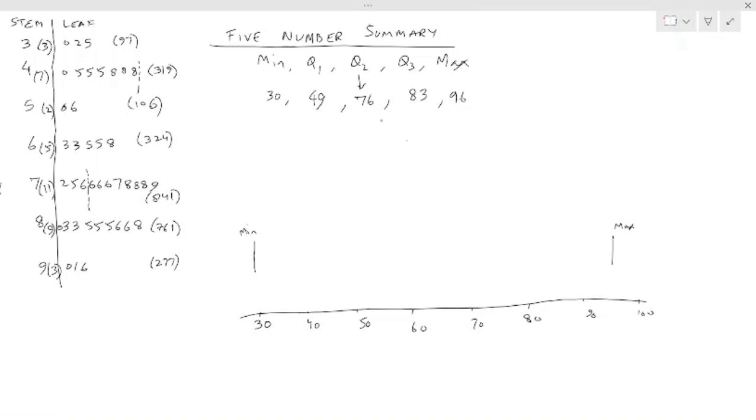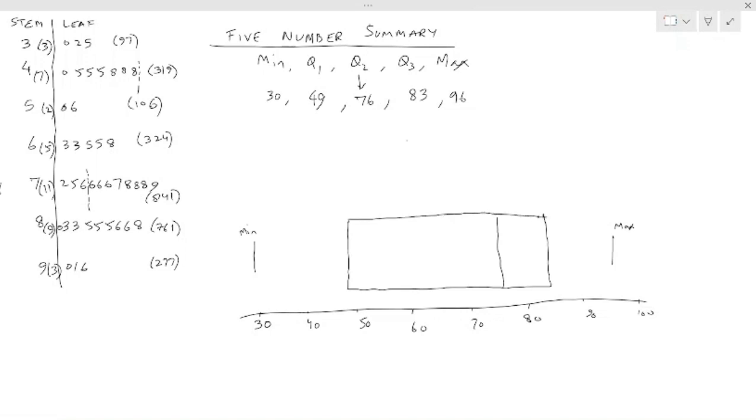Now we draw three other lines parallel to these two lines but greater in length. The first one is at 49, roughly nearly over here. Then another is at 76, which is the median. And then another is at 83, that's the upper quartile. So these middle three lines must be equal in length and relatively greater in length as compared to the lines for minimum and maximum that we have drawn.